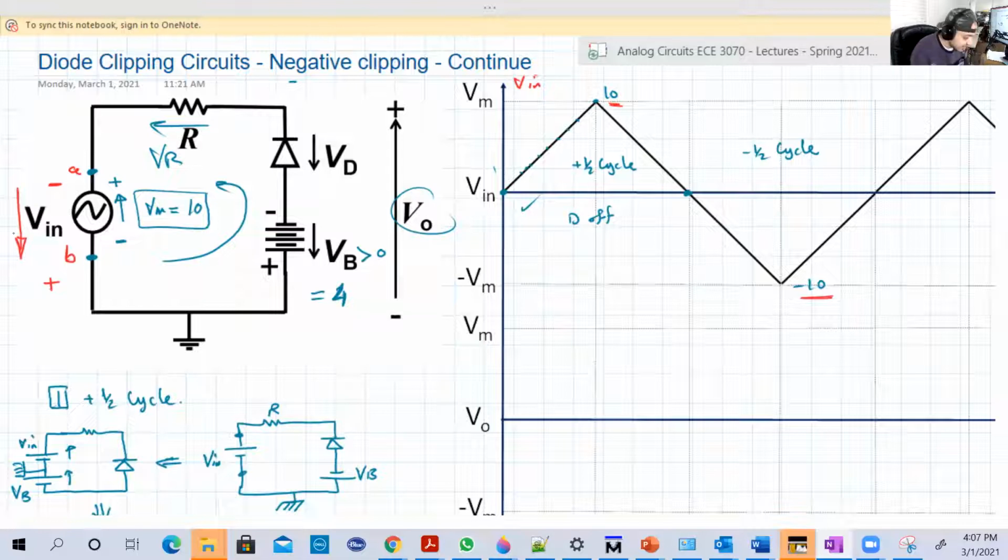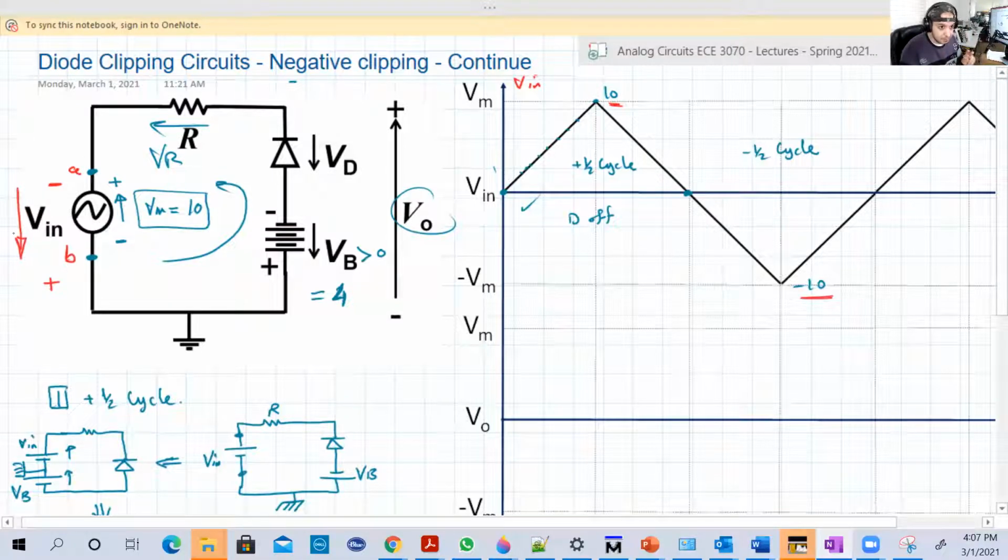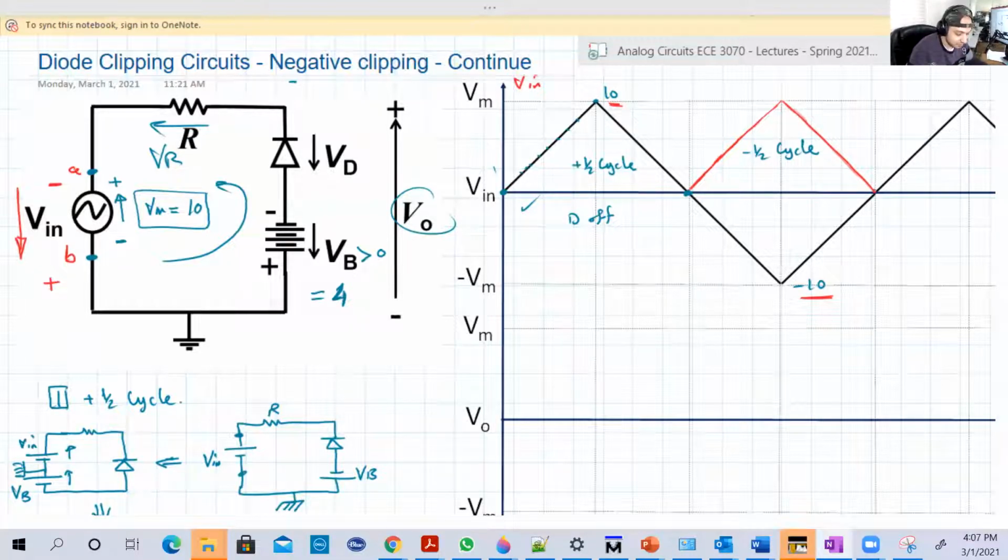Based on that, since you consider now the polarity is flipped in the negative half cycle, you must also flip the voltage difference. So let me do that in red. So we're gonna now consider the red input, the red signal in the negative half cycle. And this will be 10.